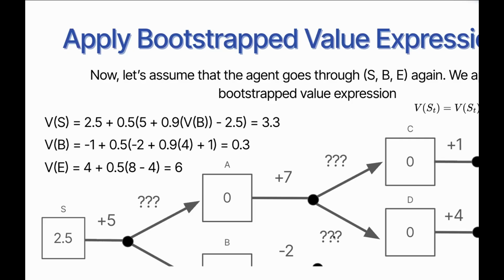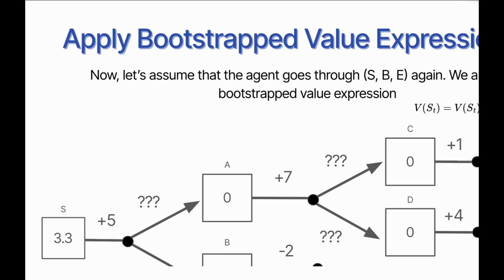At V of E, you do the exact same thing again: 4 plus 0.5 times 8 minus 4, right? Because the value of the terminal state is 0. I forgot to mention that. It's always 0, so 0.9 times the value of the terminal state is just 0. So now you have another estimate: 3.3, 0.3, and 6.